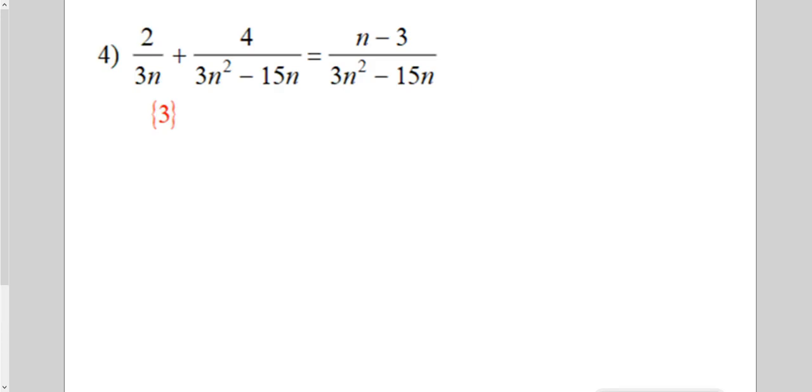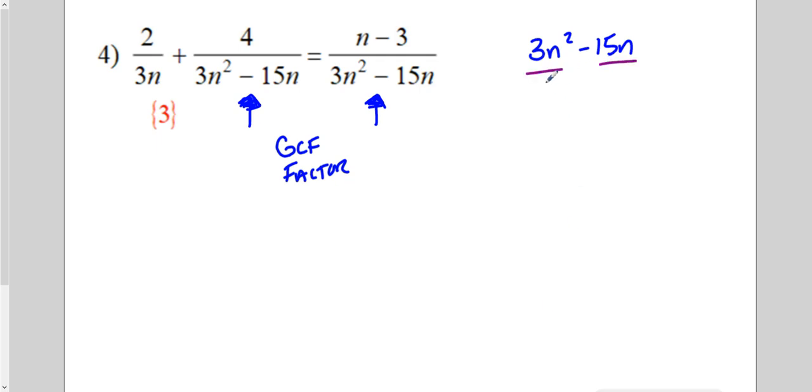All right, let's look at our fourth example problem. Again, if we notice, two of our denominators are binomials, so we need to look at the GCF and we need to factor them. So I'm going to write that out here to the side, 3n squared minus 15n. We notice 3 and 15 both have a 3 in common, and they both have the variable n in common.